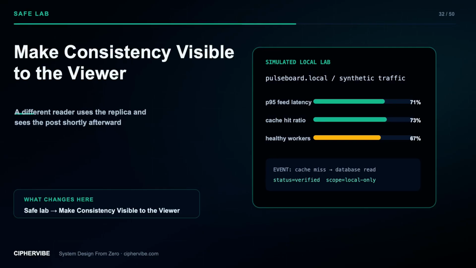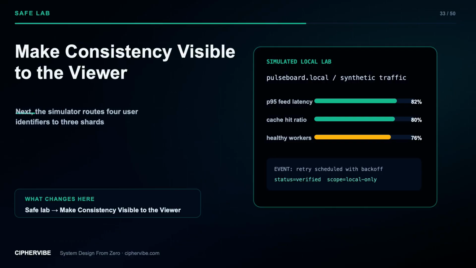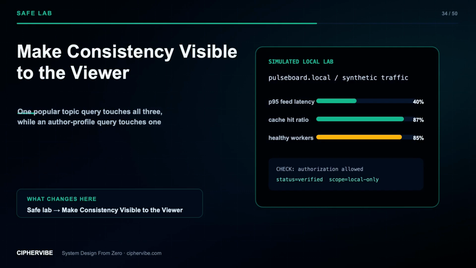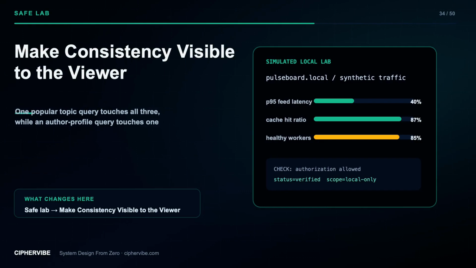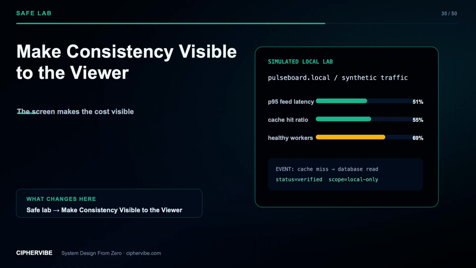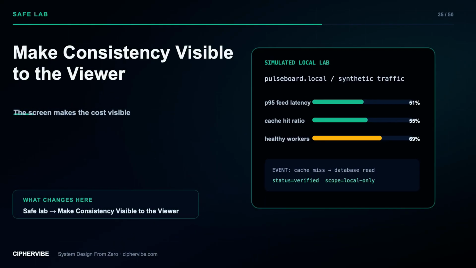Next, the simulator routes 4 user identifiers to 3 shards. One popular topic query touches all 3, while an author profile query touches 1. The screen makes the cost visible. Consistency, partitioning, and query shape are decisions viewers can reason about, not invisible database magic.